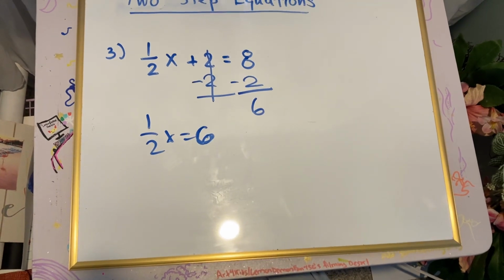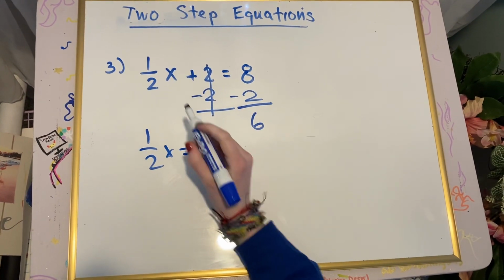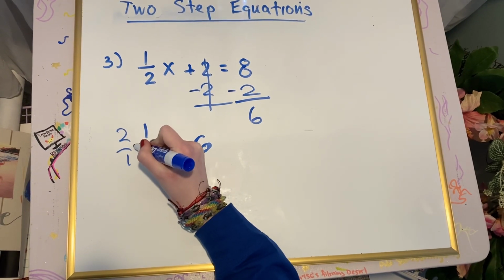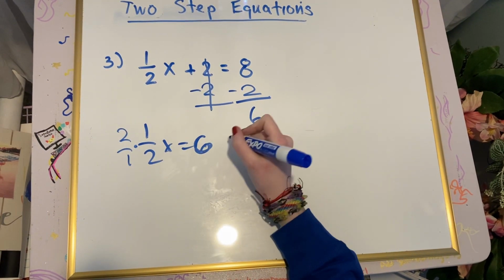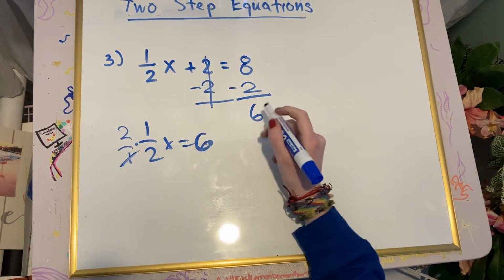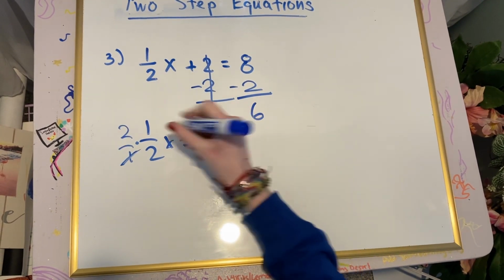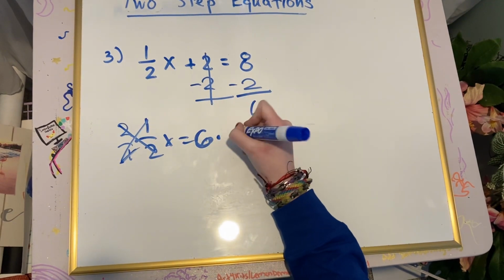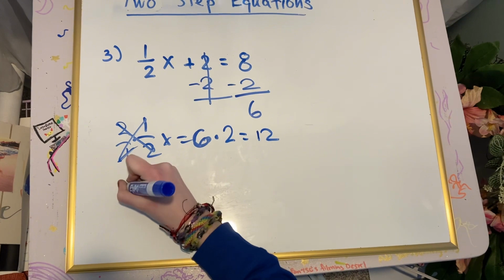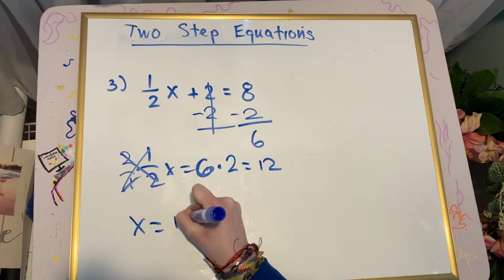Now we have to multiply 1/2 by its reciprocal, which is 2 over 1, which is 2, because the bottom 1 doesn't count. So that cancels that out, and now it's 6 times 2 equals 12. So the answer is x equals 12.